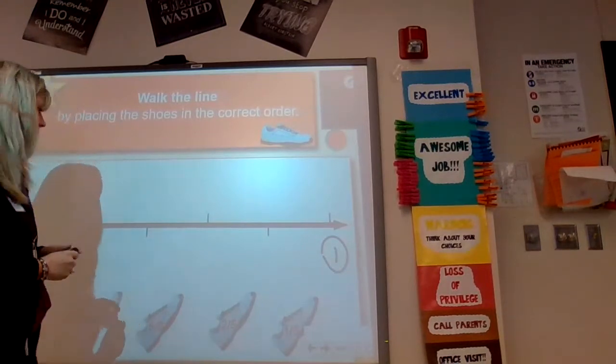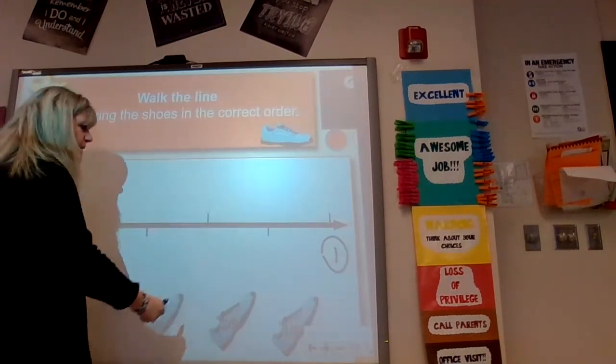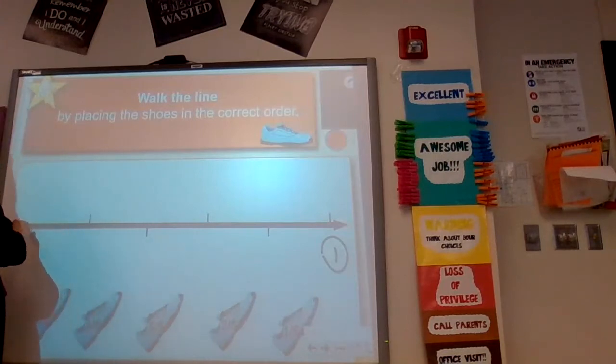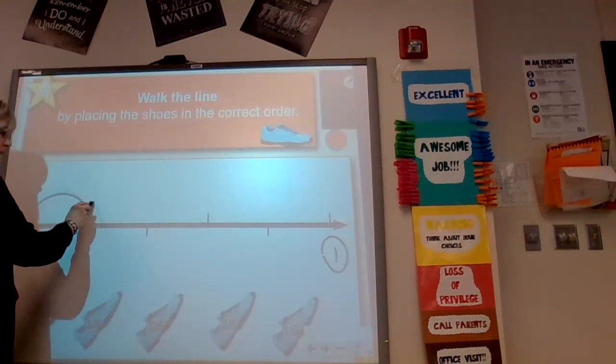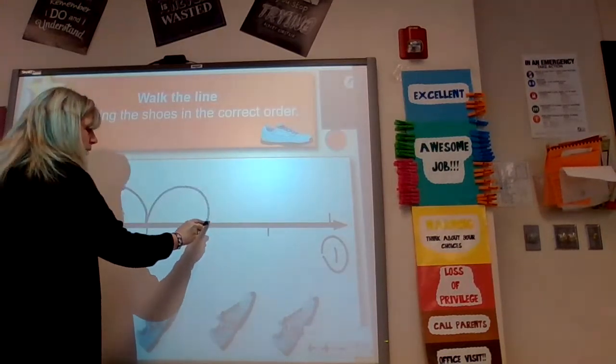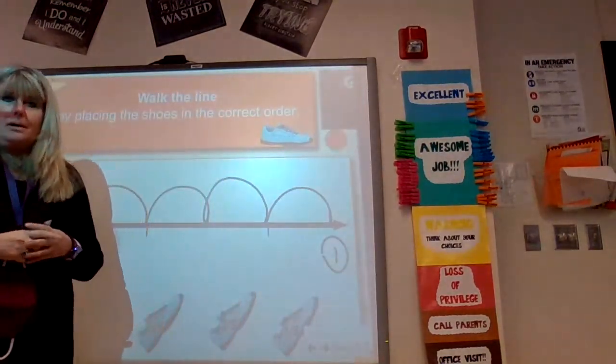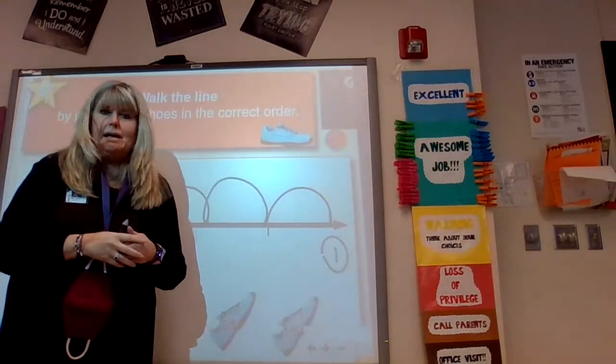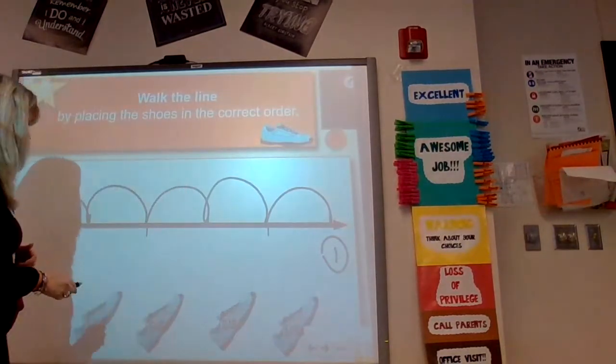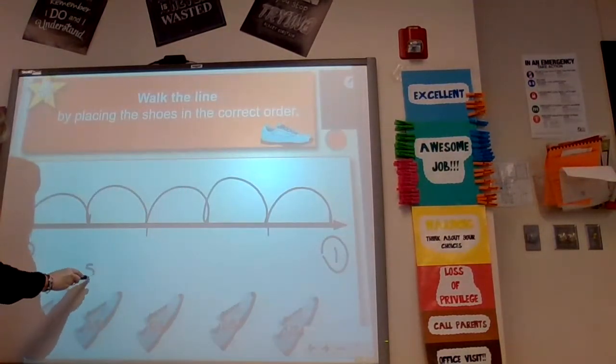Okay, let's look at this. After I've labeled my benchmarks, let's do my hops. 1, 2, 3, 4, 5. So that tells me my denominator is 5, and it's cut into fifths. So now I'm going to label it.